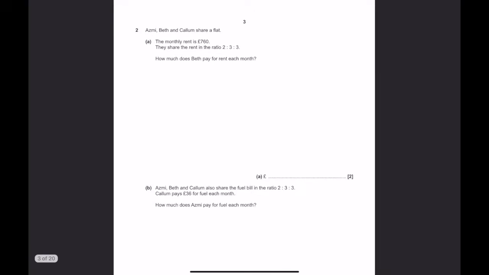Okay, question 2. Asmi, Beth and Callum share a flat. The monthly rent is £760. They share the rent in the ratio 2 to 3 to 3. So 2 to 3 to 3. If we add them up, it equals 8. £760 divided by 8 gives us £95. And Beth is the middle one, so that's going to be 3. So 3 times 95 is going to be £285.